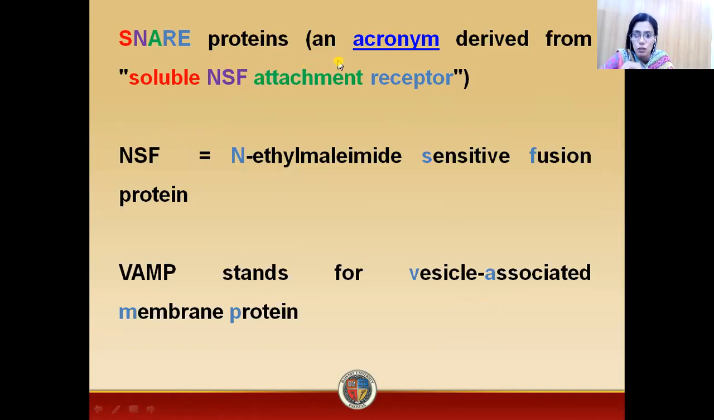Now I have used the word SNARE protein that is present on the vesicle, which is actually a VAMP. SNARE is soluble, S for soluble, NSF attachment, A for attachment, R for receptor. So, soluble NSF attachment receptor, where NSF is the N-ethylmaleimide sensitive fusion protein, and VAMP stands for vesicle associated membrane protein. So this was all about the neurotransmission in the cholinergic neurons.